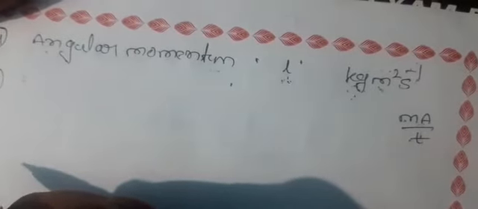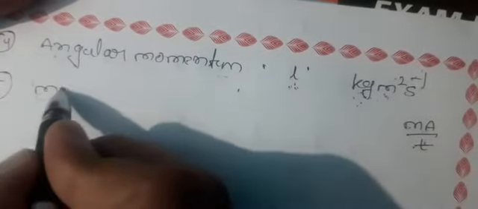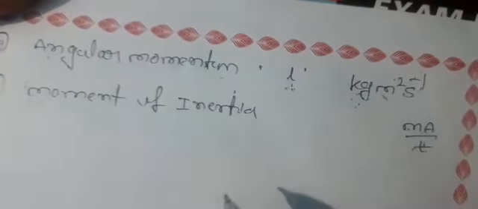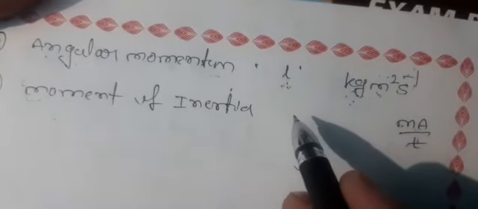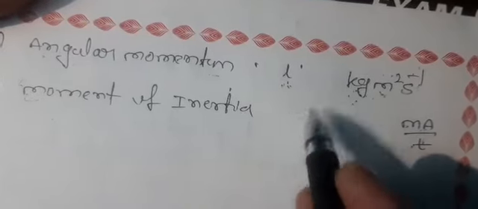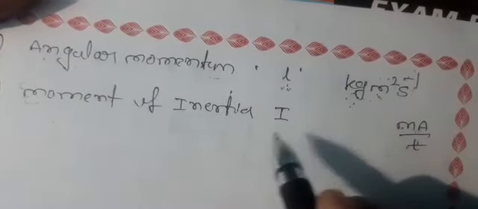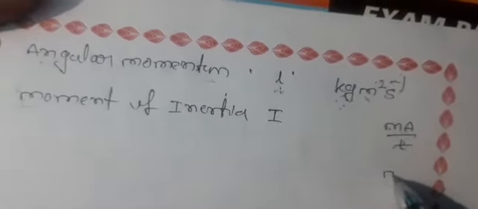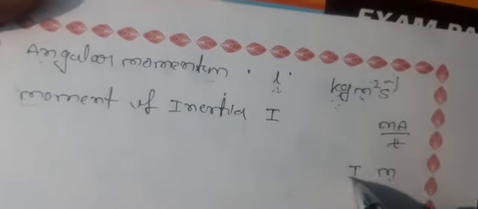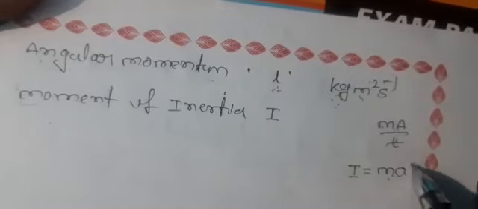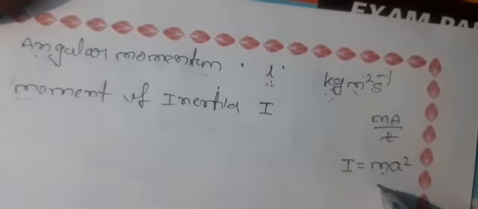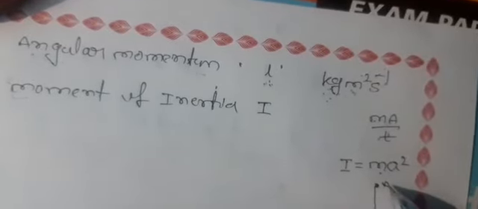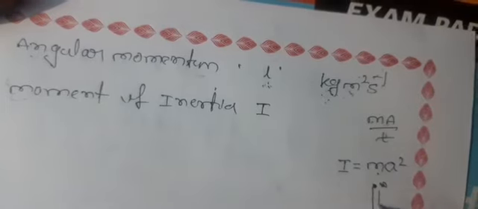Next, the 15th one, the moment of inertia. That is also rotational motion. The symbol of the moment of inertia is capital I. The moment of inertia is defined as the product of mass and the square of the distance between them. Take any two particles, particle A and particle B. The distance between one particle and the other is taken as d.